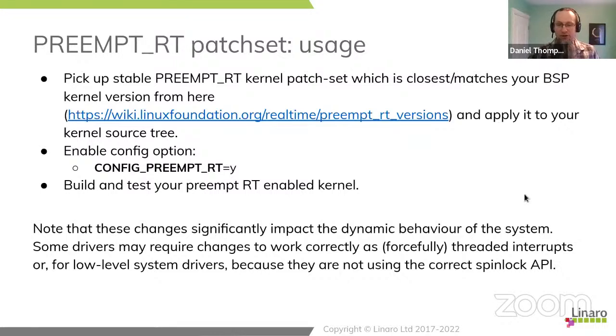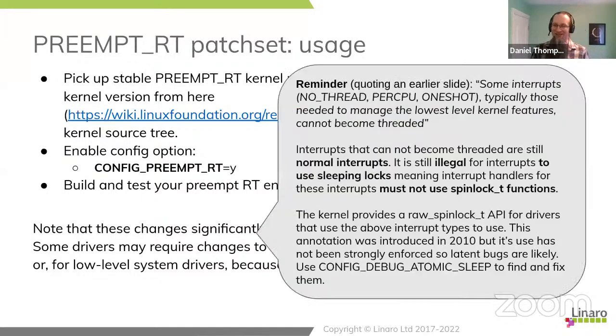Now, it's fairly obvious at this point that the changes made by PREEMPT_RT dramatically impact the dynamic behavior of the system. Whenever you take an interrupt, the code paths are changing enormously, the scheduling processes are changing enormously, the timings are changing enormously. Whenever you take a spinlock, the code paths have been dramatically changed. So some drivers may require changes to work correctly after being force threaded. Some of the low-level drivers might also demonstrate problems because they're not using the correct spinlock API. Now, let me explain what that means.